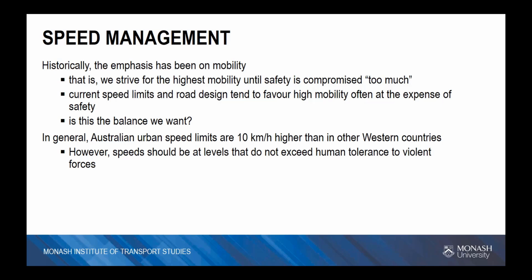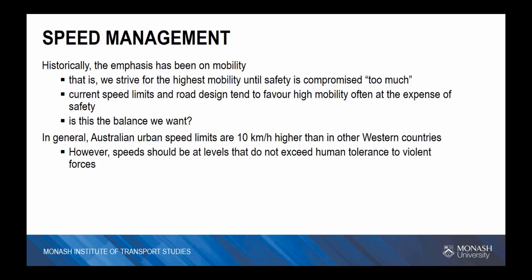Historically, when we discuss road design, there's always been an emphasis on increasing mobility. This can be considered the movement function in our functional classification of roads, or the need for efficiency when we think about safety, efficiency, and amenity. In essence, historically, we've strived for the highest mobility possible until safety was compromised too much. But as we discussed in the previous presentation, there are trade-offs between safety, efficiency, and amenity.